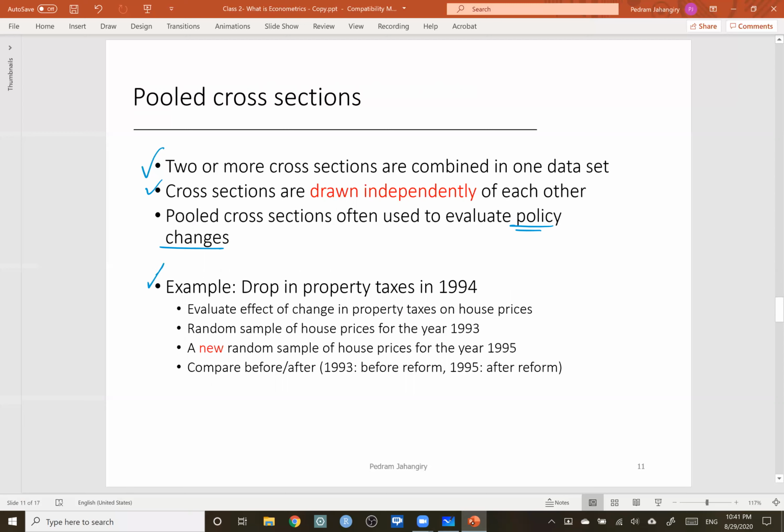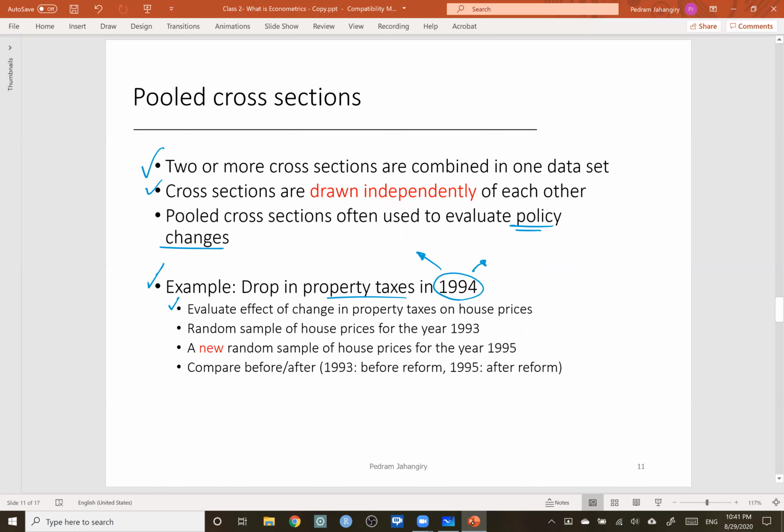Let's say we know that the property tax in 1994 was dropped suddenly. And we want to see what was the effect of that drop of the property tax. So we have to collect information before 1994 and after 1994, and then see how the relationship between variables changed. So that's one example of why we can use pooled cross-section. Again, it has huge application in policy changes, policy application. So we evaluate the effect of changing property tax on house prices.